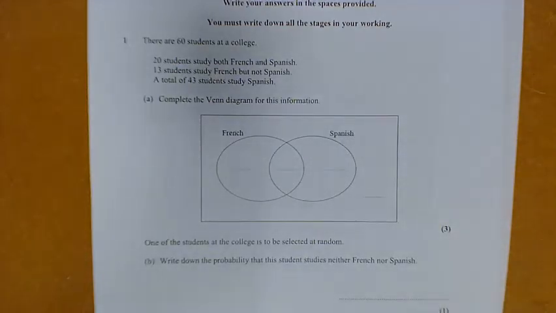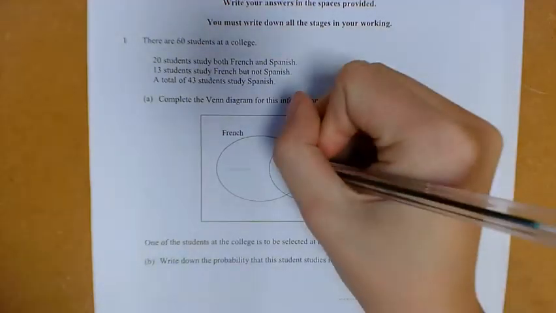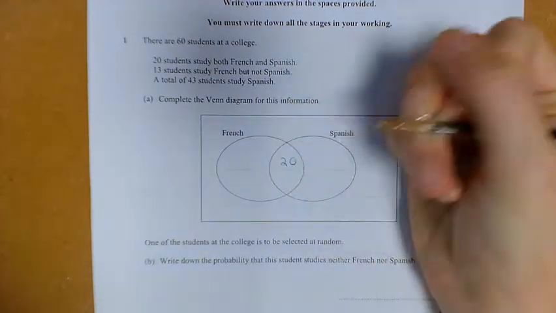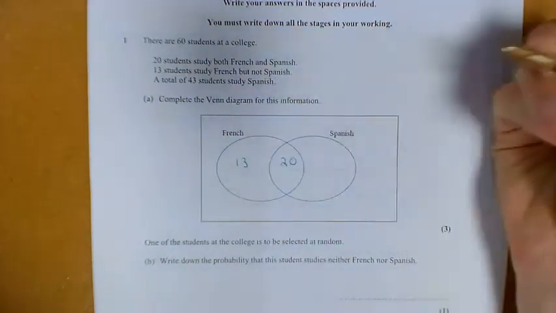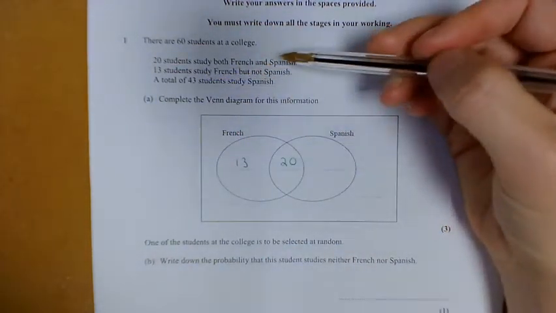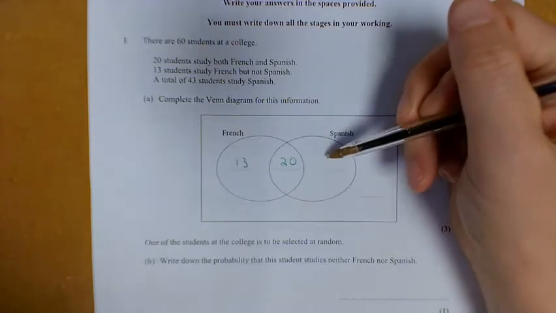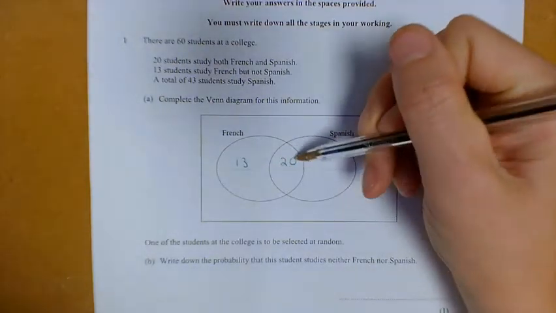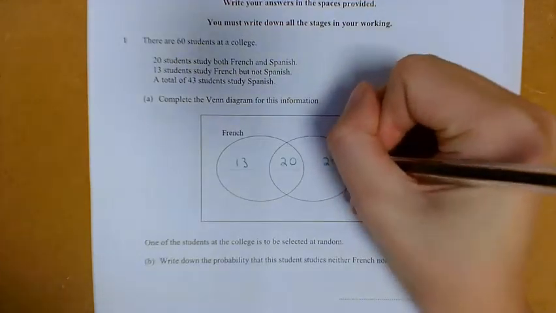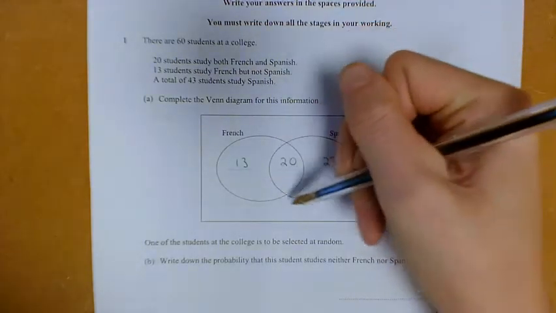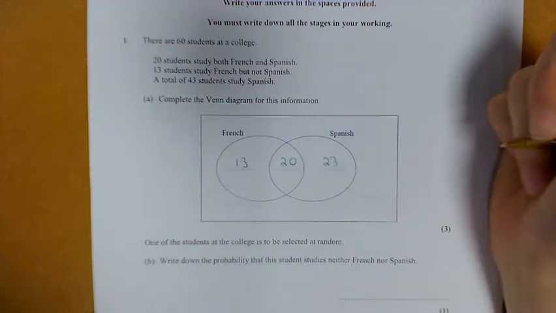There are 60 students at a college. 20 students study both French and Spanish, so we're going to put them in the middle of the Venn diagram. 13 students study French but not Spanish, so they're going to go here. And 43 students study Spanish. Now we can't put 43 here because that 43 includes the 20 that study French as well. So we're going to be left with 23, and that means that the whole Spanish circle adds up to 43.